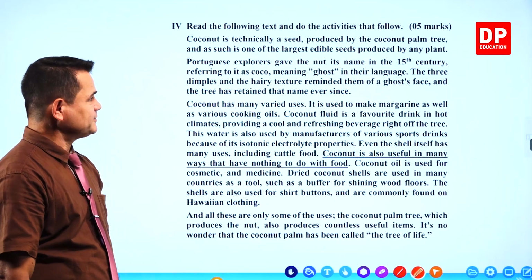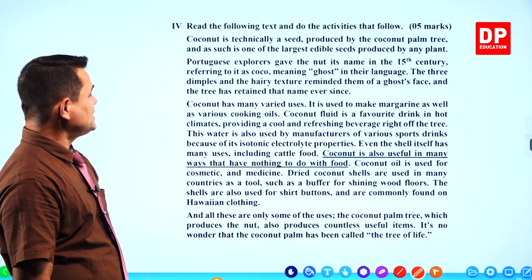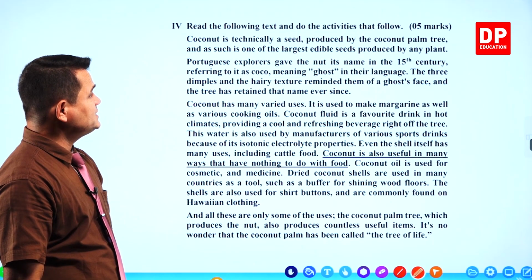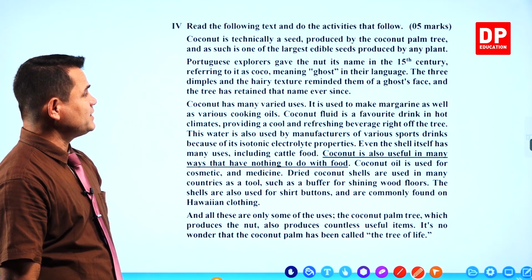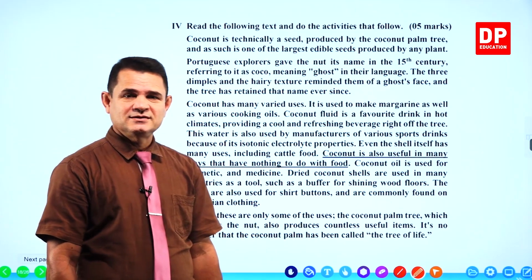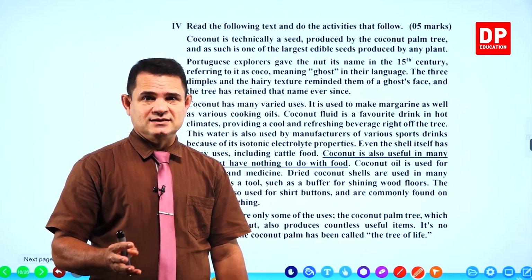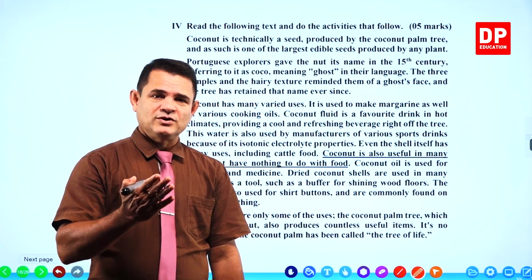And as such is one of the largest edible seeds produced by any plant. One of the largest seeds produced by any plant.